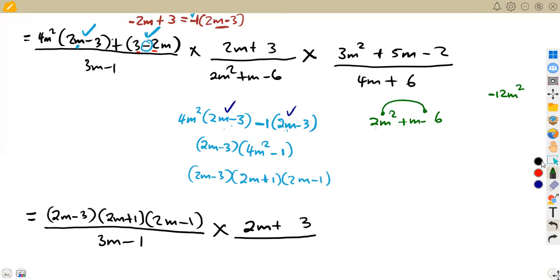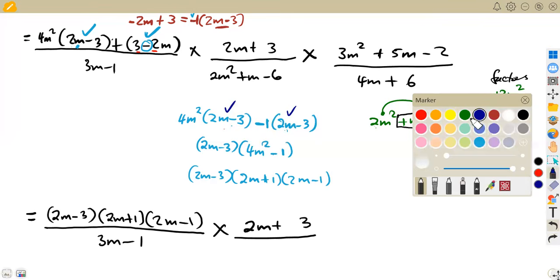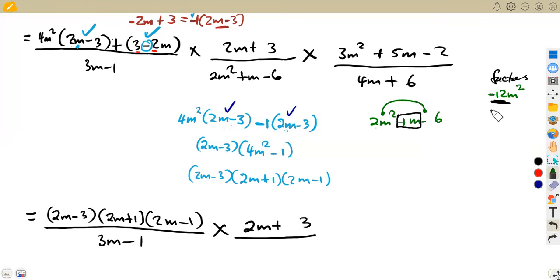So what you need now are the factors of negative 12m squared. But these factors should add up to the middle term as it is, which is plus m or plus 1m. So do we have factors of negative 12 that will give us a positive m? It should be negative 3 plus 4. So you're going to have 4m and negative 3m. All right.